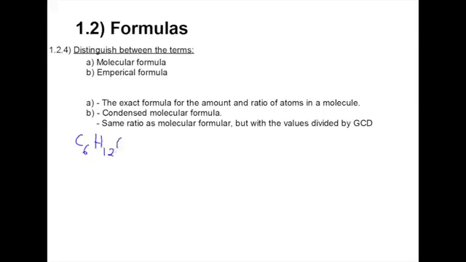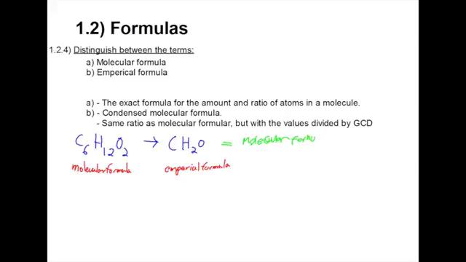And here we have an example. It's glucose, C6H12, and it's supposed to say O6 as well, but we wrote it wrong. That's the molecular formula for glucose. And if we were to find out the empirical formula, that'll be CH2O, because we can divide all the numbers by a factor of 6, which is the greatest common divisor. And CH2O is also equal to the molecular formula for formaldehyde.